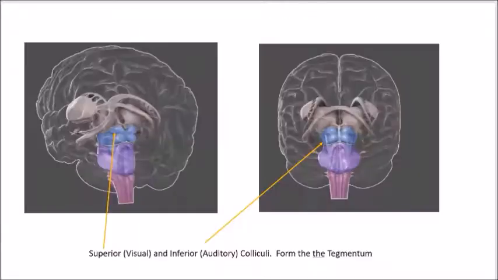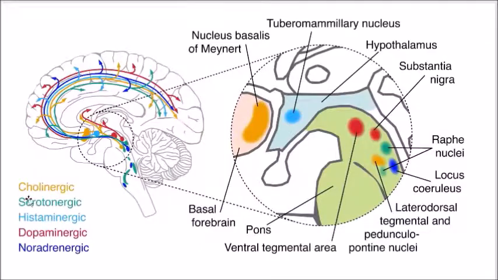Now, when we look at the dorsal or more posterior view, here are the colliculi forming the tectum. Of course, these are the superior and the inferior. Now, when we split the brain down the middle, the tegmental area is actually right here. That's superior and that's inferior.